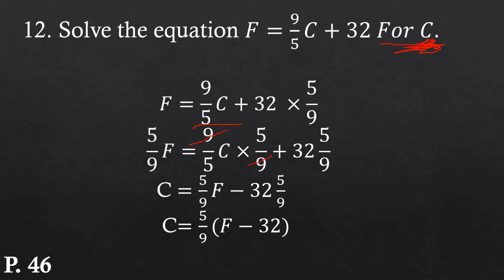Now we multiply. This 9 goes with this 9, 5 goes with 5, and 32 moves to the other side. By moving 32 to the other side, it becomes negative 32, times 5 over 9. As we have 5 over 9 for both terms, it goes outside to simplify a little bit. So C equals F minus 32, with 5 over 9 outside the parenthesis. So here is the value of C.